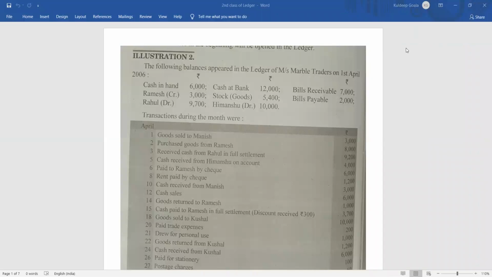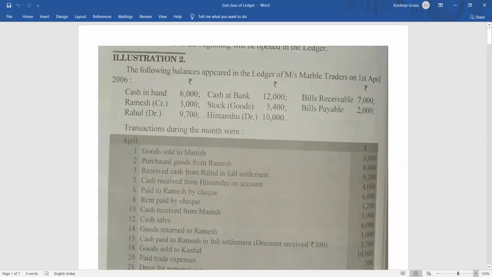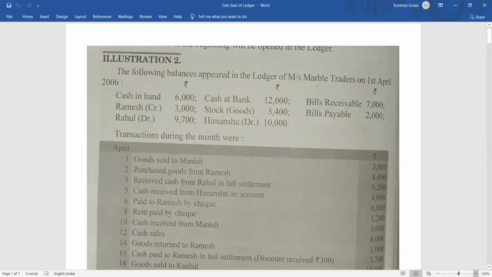This is a question from your book, from VK Goyal. We are going to take this particular question. Remember one thing, as I told you the other day and am repeating now: as you go for preparation of ledger, you have to make a journal entry for the particular transaction before getting into the ledger.